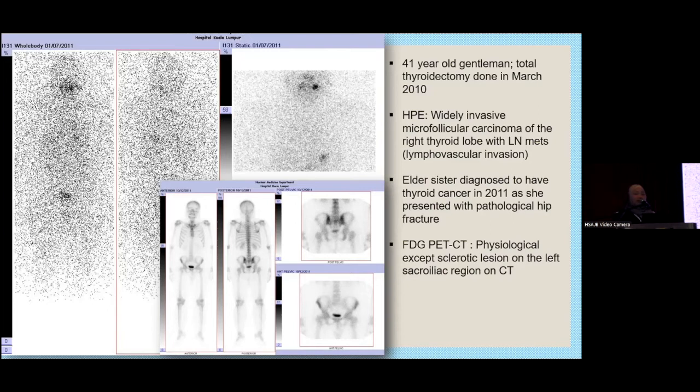So what happened is that we actually proceeded with FDG PET-CT. It was available in Putrajaya at that time. And from the FDG PET-CT, it is also physiological, but we only see a bit of sclerotic lesion on the left ileum, so left sacroiliac region. What happened during that time? We proceeded with bone scan. And as we know, the sensitivity of bone scan for detecting thyroid bone metastasis is not that good.